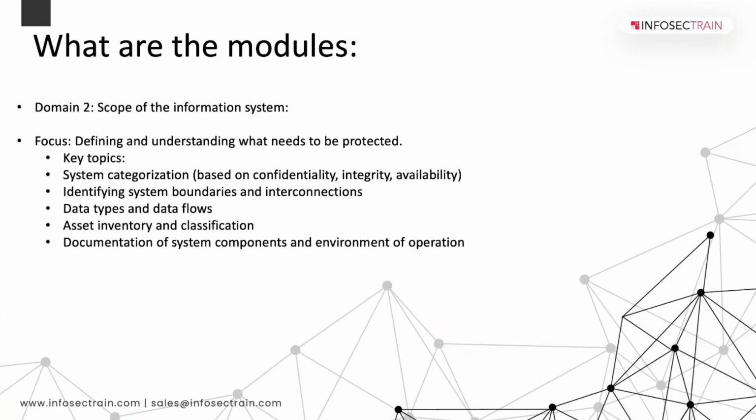We identified the boundaries and how the system is linked or interconnected with other systems, what data types the system is processing, and how the data is going to flow. We check whether we have a complete asset inventory and classification, and finally we document the system components and the environment of operation. So here you are defining the scope of the system.